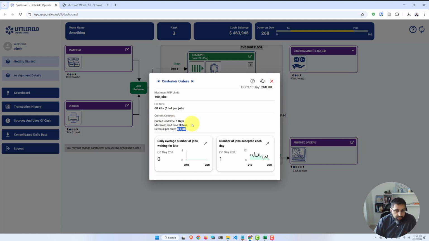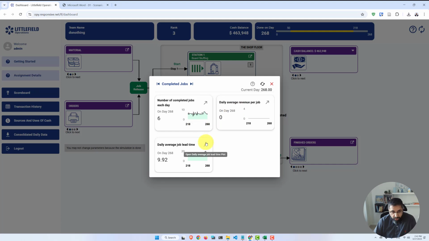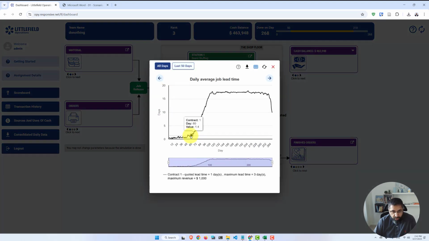So what that tells me is I have to keep the lead time under control. A very important metric that you should track is daily average lead time, and you want to make sure this stays under 3 days. Here it's hitting 3 days at about day 70. It stays under 3 days for contract 1, but even close to 3 days, you're really earning very little money. It should ideally be 1 or lower for contract 1, because that's what you have promised the customer. So this is an important metric to track.